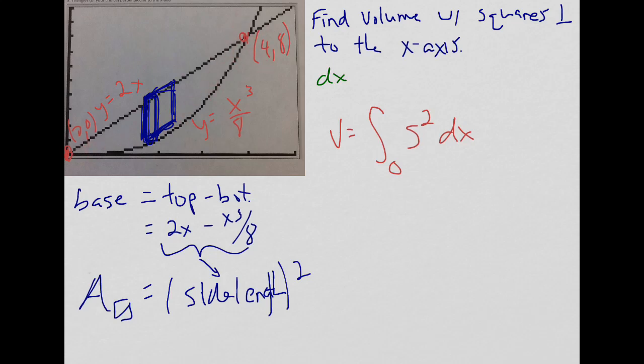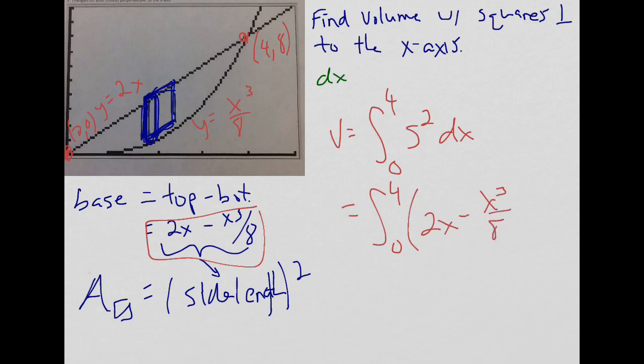This x value is 4, right? And my side length squared is this thing, so this is going to go in right there. So I get the integral from 0 to 4 of (2x minus x cubed over 8) squared dx. Now I just have to evaluate that integral.